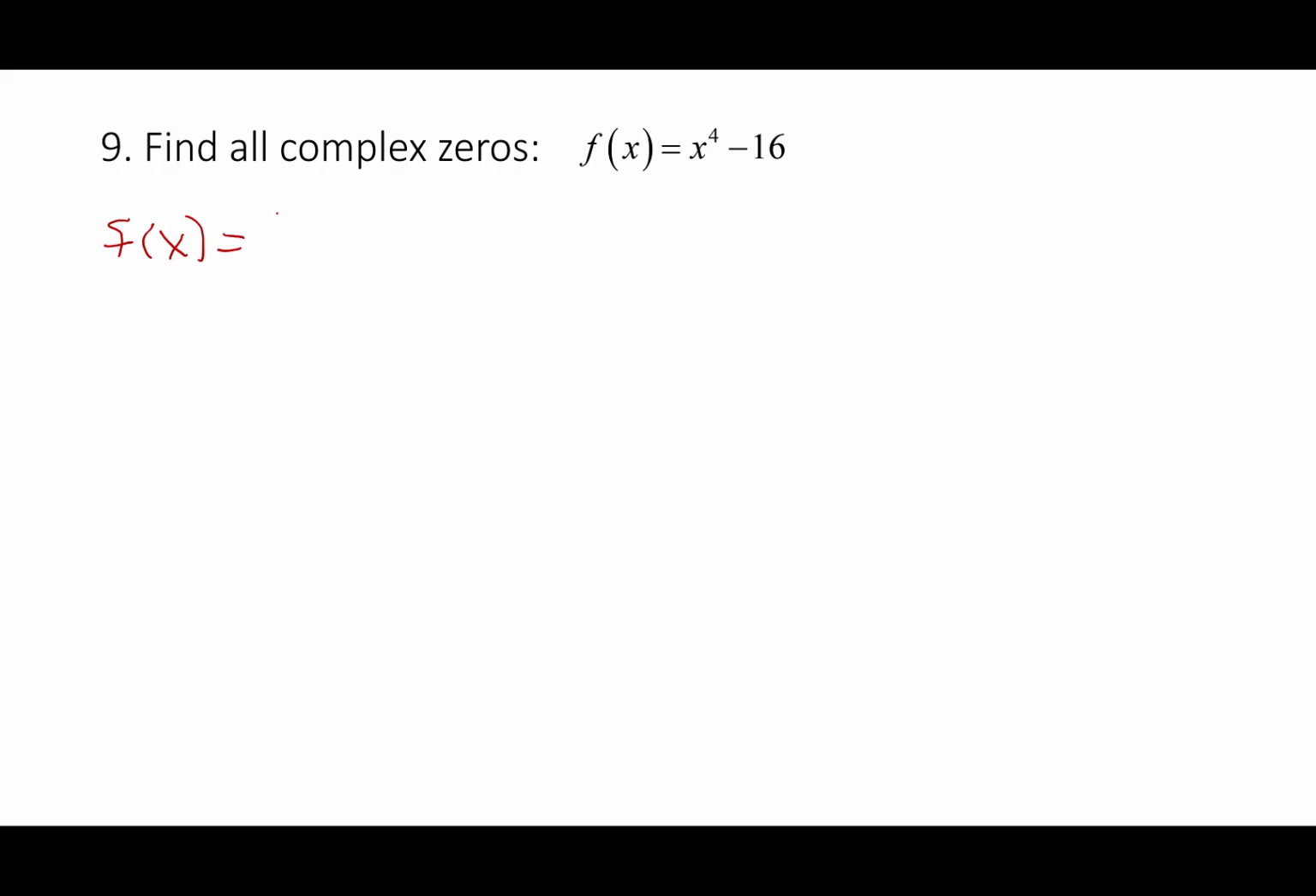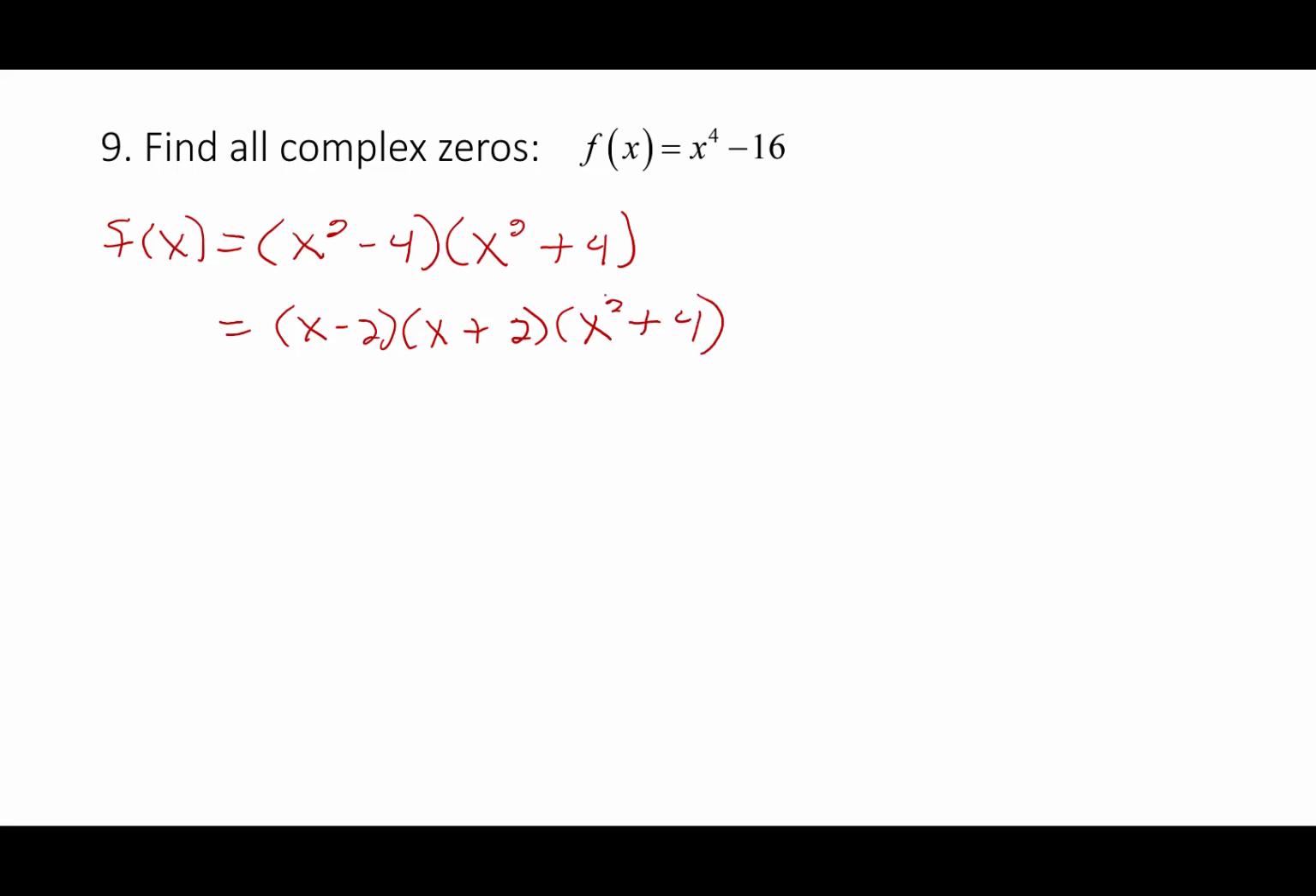I think I'll go ahead and just factor this, starting with factoring it into x squared minus 4 times x squared plus 4. And then I can see it's fairly easy to factor x squared minus 4 into x minus 2 times x plus 2, where we can't really factor x squared plus 4 over the real numbers.